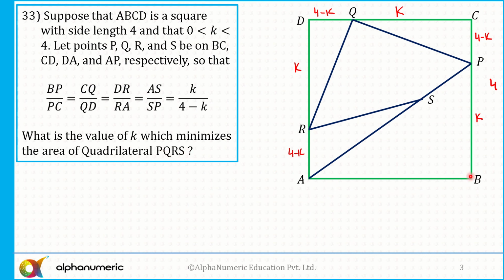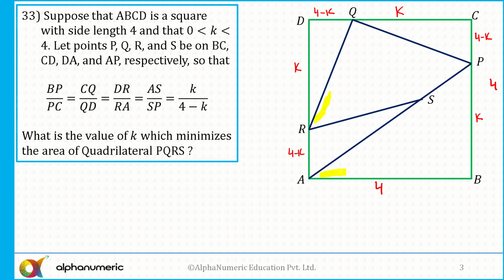What is the length AB? AB is nothing but equal to 4. So I can write down AB is equal to 4. Now I need to find out the area of this quadrilateral. So first of all, what is the area of the triangle PAB? We need to find out the area of this quadrilateral.